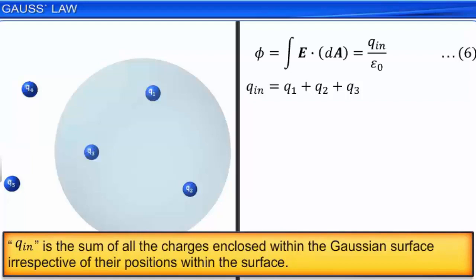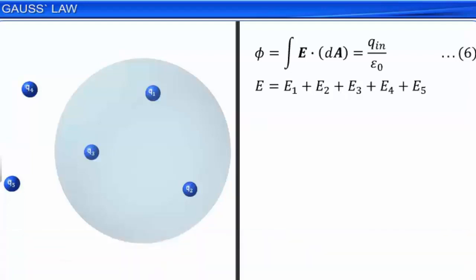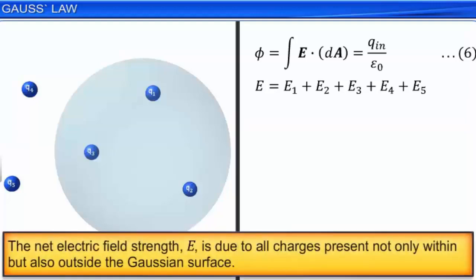The electric field strength appearing in the relation integral E dot dA is the net electric field strength E due to all charges present within the Gaussian surface and also outside the Gaussian surface. However, the charge Qin appearing in the above relation is the charge within the Gaussian surface.